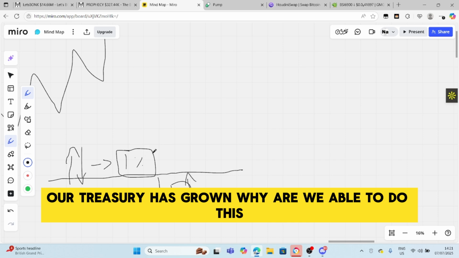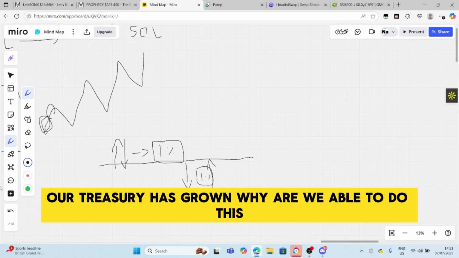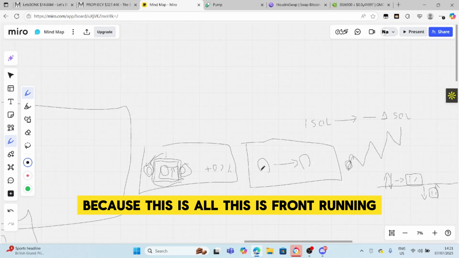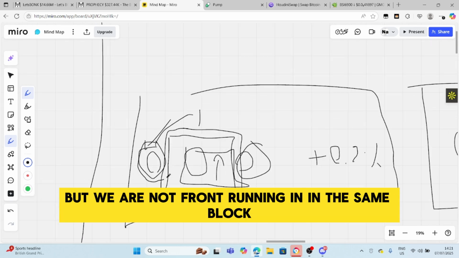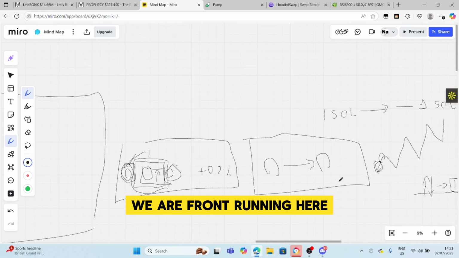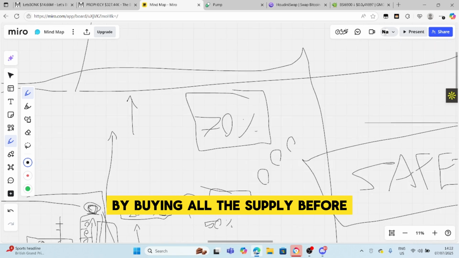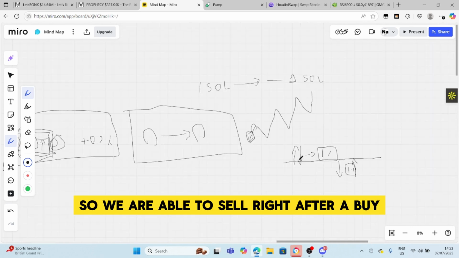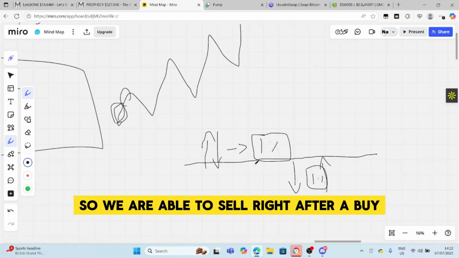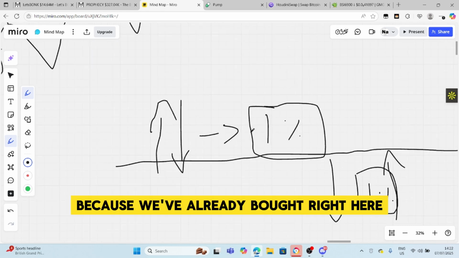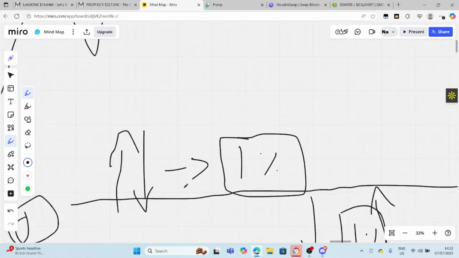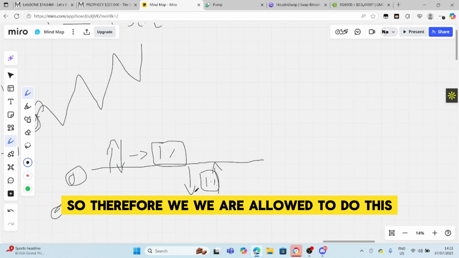Our treasury has grown. Why are we able to do this? Because this is front running, but we're not front running in the same block. We are front running here by buying all the supply before. So we are able to sell right after a buy because we've already bought right here, way before, at the very bottom. So therefore we are allowed to do this.